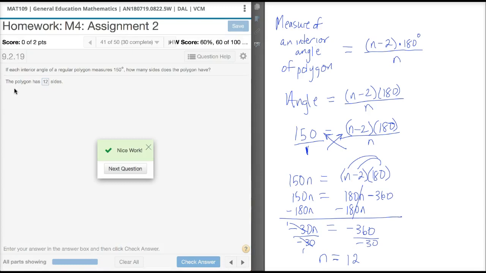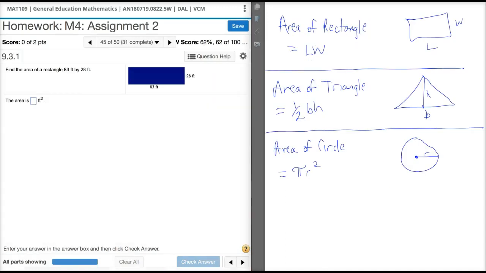All right, so the next set of problems that we'll do will address area. We'll talk about area of a rectangle, area of a triangle. For our next three questions, we'll be talking about the area of a triangle, rectangle, or circle.